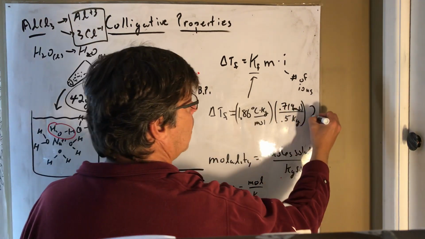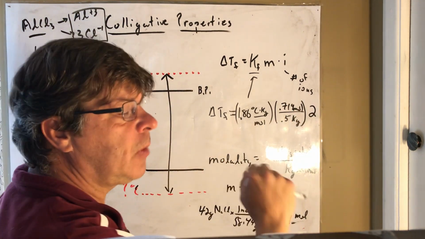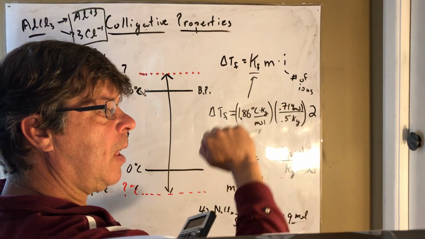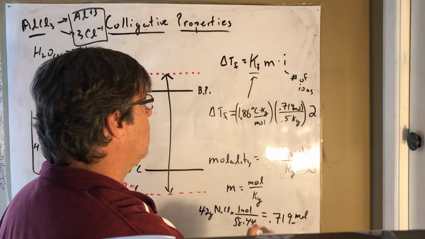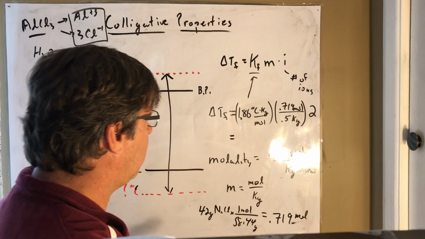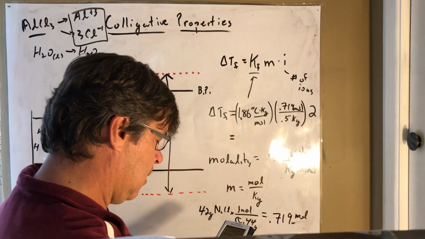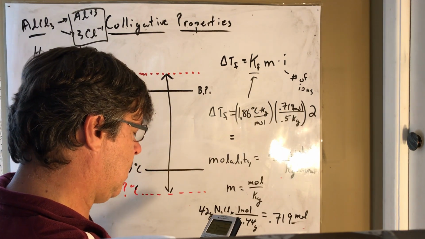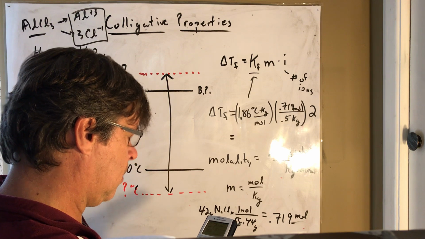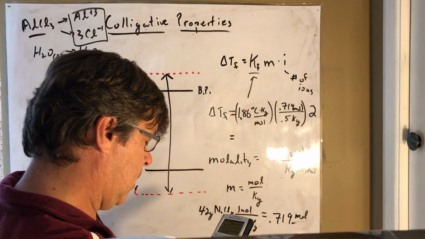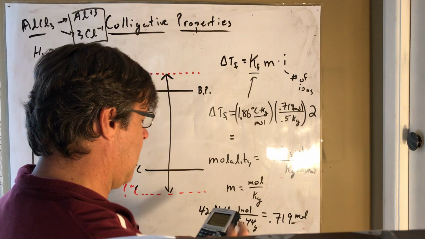The I is 2, so we're going to multiply it by 2. Remember, sodium chloride is made up of 2 ions. Sodium ion, chloride ion. That's the 2. And then if we do that, I'm going to divide this by 0.5. See what that equals. Multiply by 2. Multiply by 1.86. Hopefully this is what I got earlier.